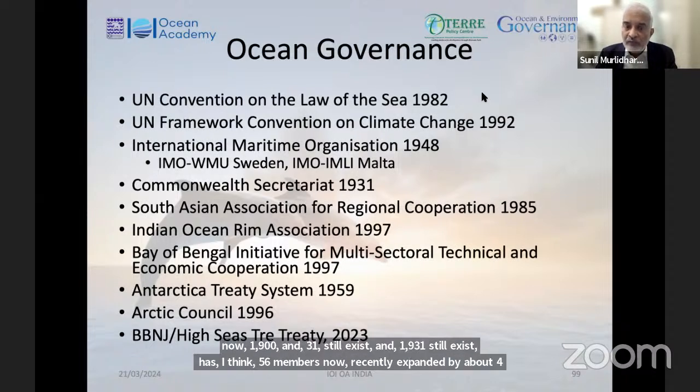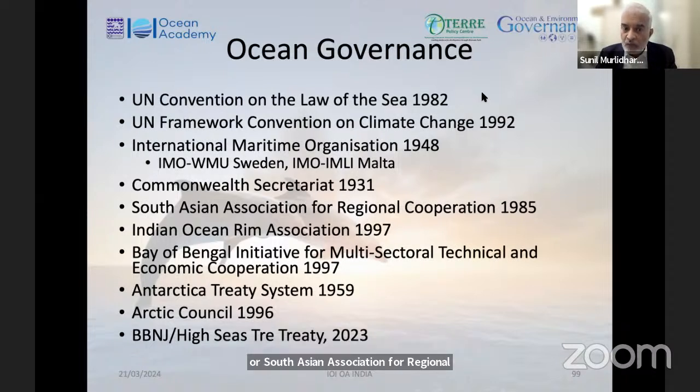South Asian Association for Regional Cooperation in 1985. The Commonwealth Secretariat has got an ocean governance department, a whole unit on ocean governance. South Asian Association for Regional Cooperation, SAARC, which is in our region. Then Indian Ocean Rim Association, IORA, which is famously the SAGAR vision that the Prime Minister talked about some years ago, security and growth for all in the region. So that's where the Indian Ocean Rim Association comes into the picture. Bay of Bengal Initiative for Multisectoral Technical and Economic Cooperation, BIMSTEC, as it is called, in short.